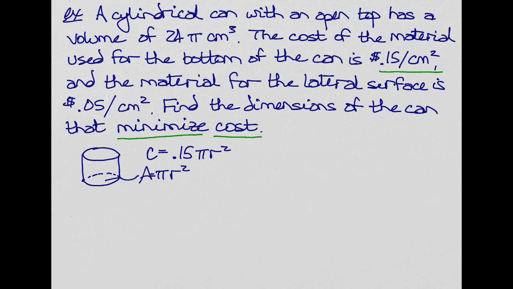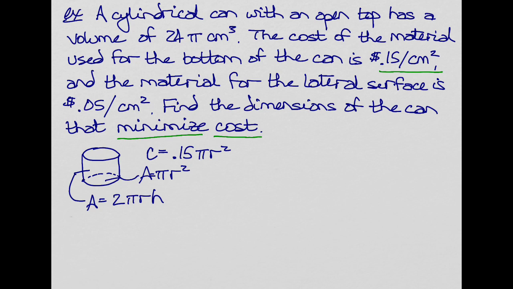Then we have the lateral surface of the can. Well, the lateral surface of a cylinder is really just a rectangle that we then bend around the circle. So the length of that rectangle is the circumference of the circle, the circumference of the can, which is 2 times pi times the radius, times the height of the rectangle. Well, the height of the rectangle is the height of the can. So distance around the circle times height of the can.